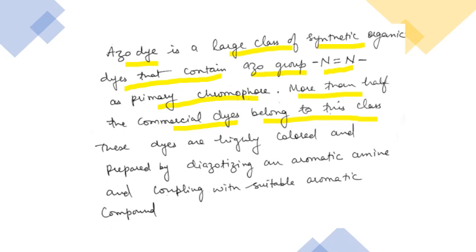So we can say it's an important classification of the azo dye as having the group N double bond N, and these dyes are highly colored, give bright color in the application, and are prepared by diazotizing an aromatic amine and coupling with a suitable aromatic compound. So this is an important class of dyes, half of which are commercially used in applications.